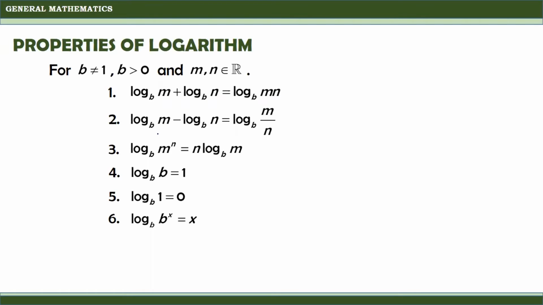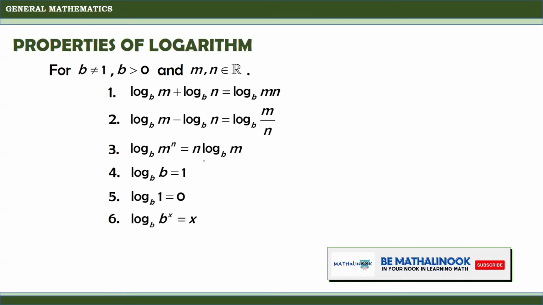For the second property, it states that the logarithm of m to the base b minus the logarithm of n to the base b is equal to the logarithm of m over n to the base b. This implies that when we subtract two logarithmic expressions, then we divide their powers.